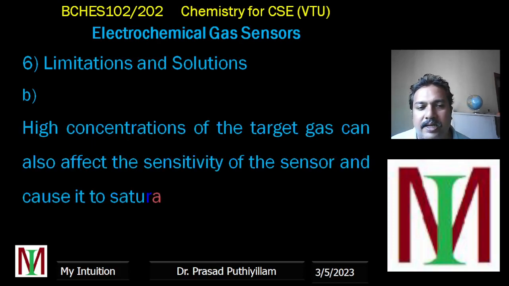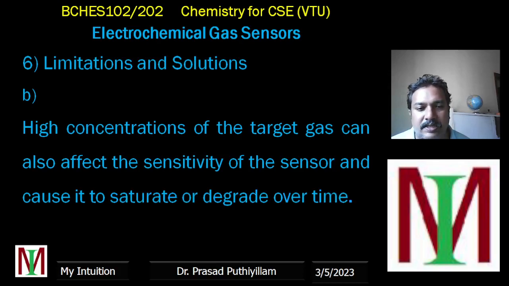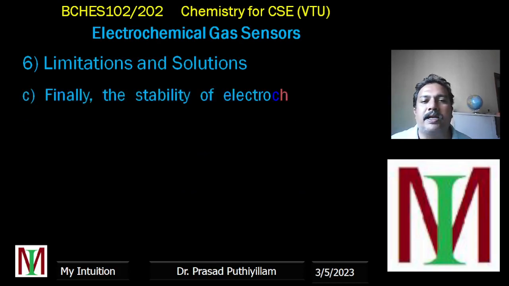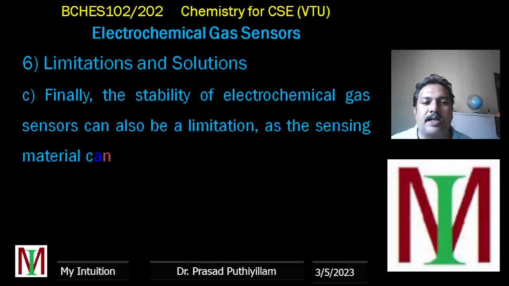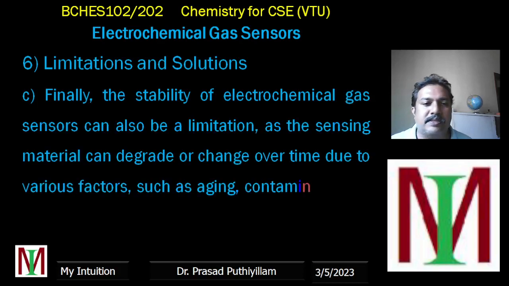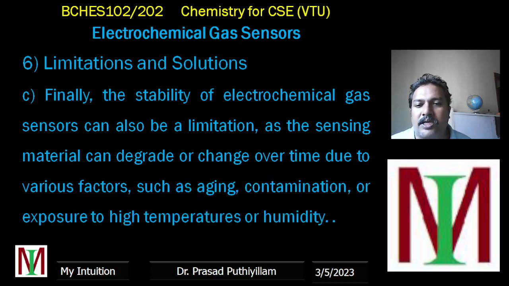High concentration of target gas can also affect the sensitivity of the sensor and cause it to saturate or degrade over time. So if the sensor is continuously getting a high concentration of the target gas, then obviously the sensitivity will be affected. Finally, the stability of the electrochemical gas sensor can also be a limitation, as the sensing material can degrade or change over time due to various factors such as aging, contamination, or exposure to high temperature and humidity.